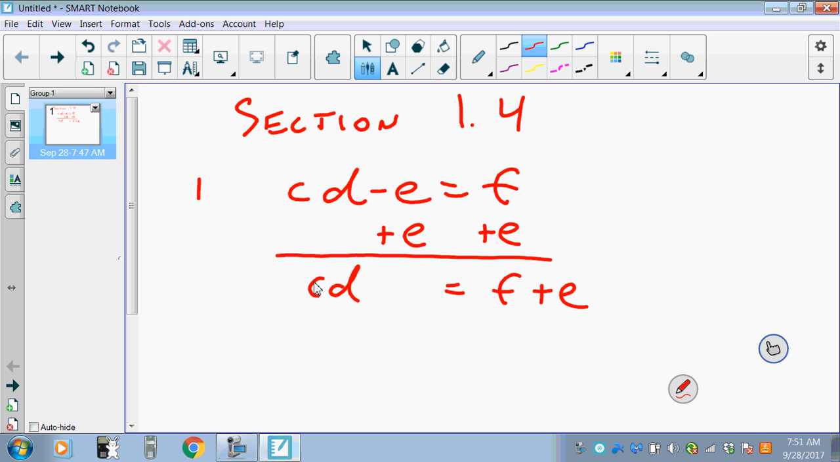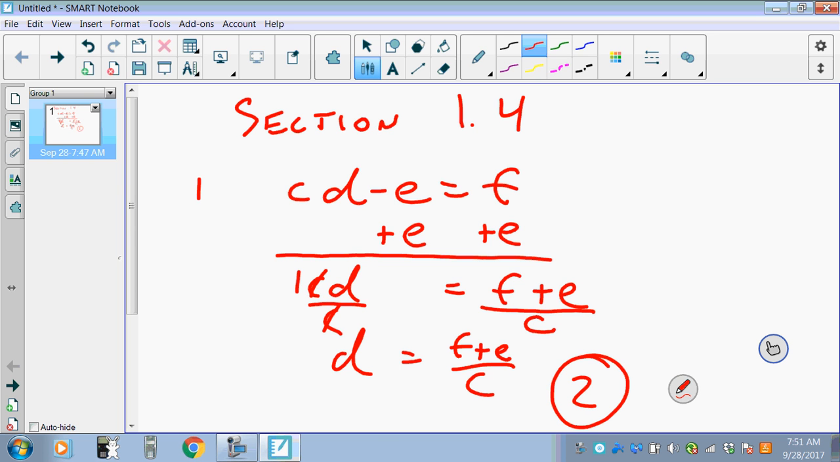And now, since C and D are being multiplied, we're going to undo that with division. So we're going to divide by C. C divided by C becomes 1. So 1D is just D. Remember, you need to do the whole thing, not just part of it, the whole thing by C. So D is going to equal F and E. F plus E over C, which is answer number 2. All right.